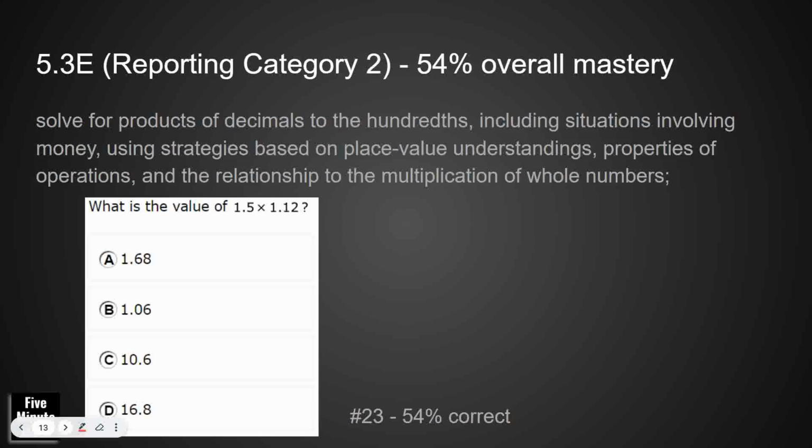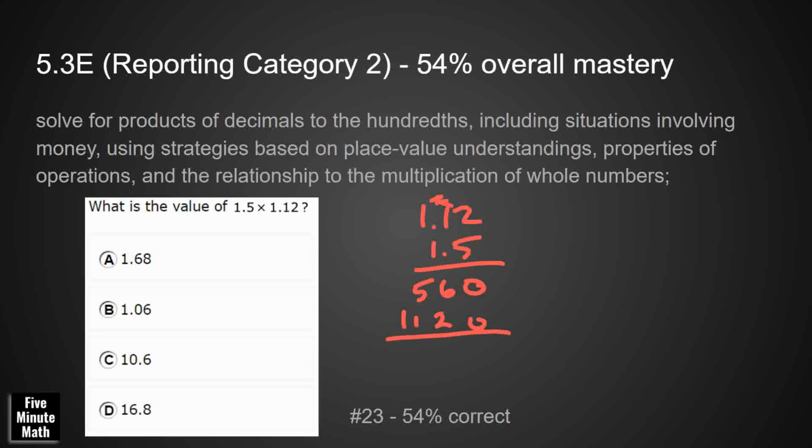5.3E, we had 54% overall mastery. This is reporting category 2. And we need to solve for products of decimals to hundredths, straight multiplication. 1.12 times 1.5, right, so that's 10, 6, and that's 5. And then the next row is just by 1, so I'm just going to copy that down. And that's going to be 1, 6, 8, 0, 1, 2, 3 digits behind the decimal, so 1, 2, 3 digits behind the decimal. My answer here is A.